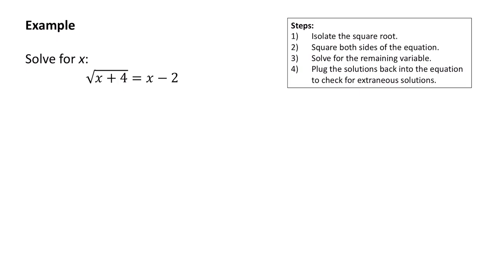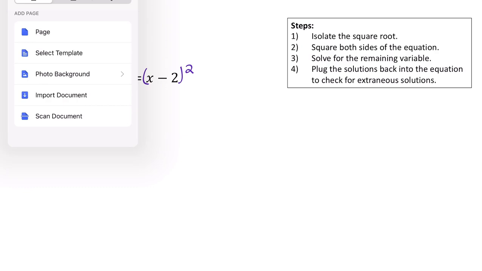We have the square root of x plus 4 equals x minus 2. The square root is already isolated, so now we need to solve by squaring both sides of our equation. When we square both sides, we end up getting x plus 4 equals x minus 2 squared. Remember, x minus 2 squared is where we have to use FOIL, right? So x minus 2 squared equals x minus 2 times x minus 2.